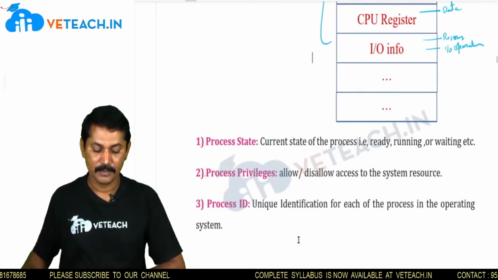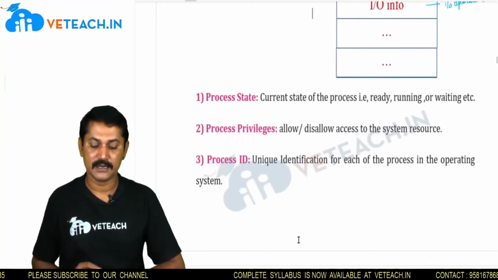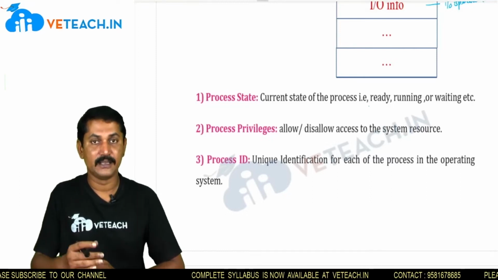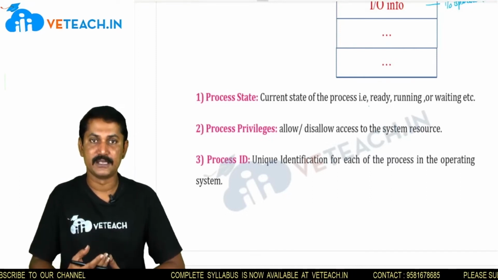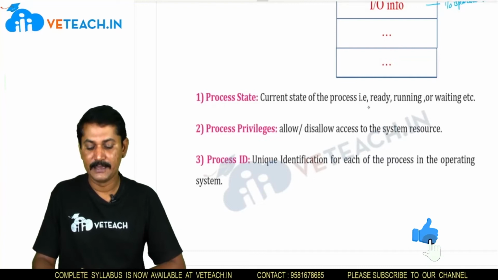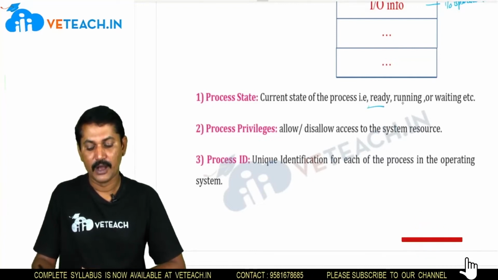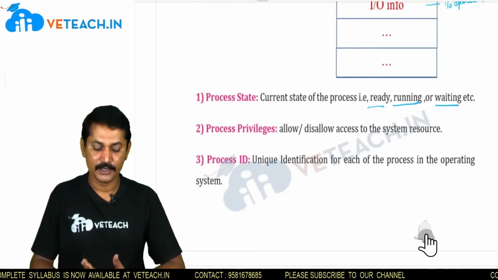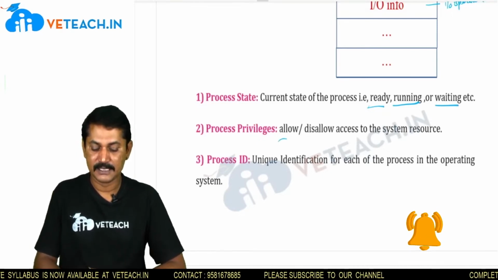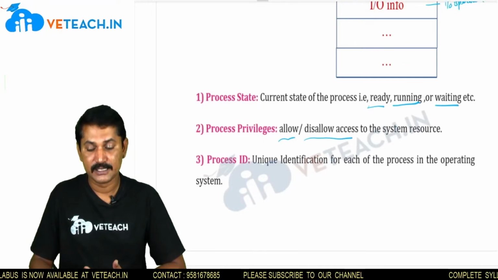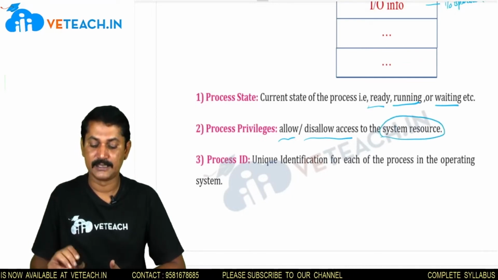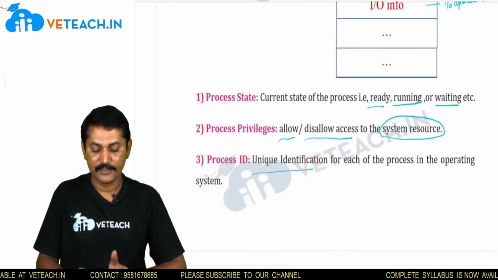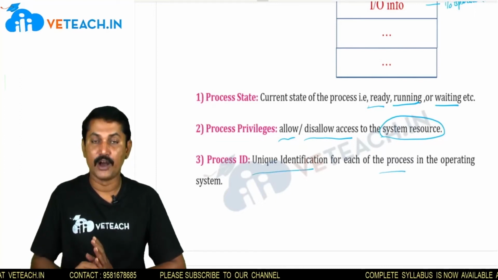Here you can see the first one is process state, the current state of the process, that means at present in what position a process is. Suppose it might be in the ready state, or in the running state, or in the waiting state. Coming to the process privileges, that means allowing or disallowing access to the system resources. Next one is process ID, a unique identification for each process in the operating system.